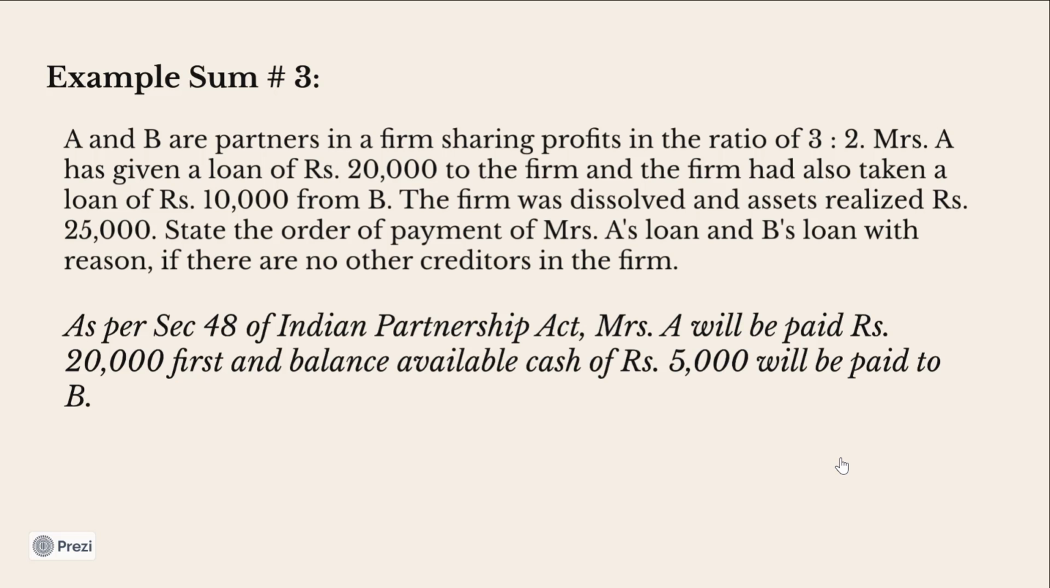So on selling the assets, we have realized an amount of rupees 25,000. First, Mrs. A's loan, being a third party liability, has to be paid. So rupees 20,000 out of the rupees 25,000 has to be paid off to Mrs. A on account of her loan, and the balance 5,000 can be used to repay B's loan. So this is the answer to example sum 3.